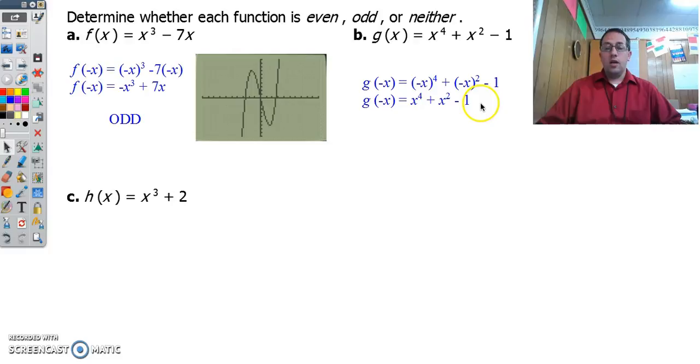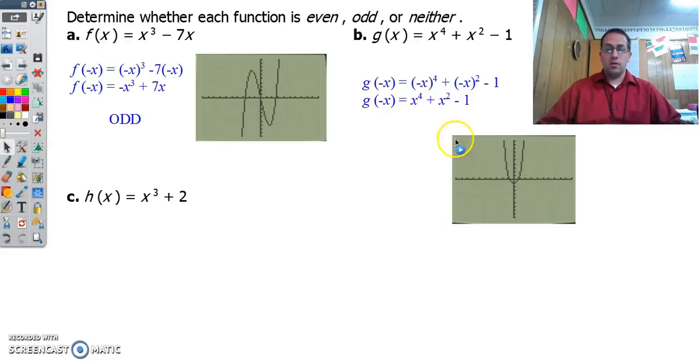Does this exactly match the original? Yes, it does. And since this exactly matches the original, let's pull up the graph. It's right there. There it is. You see this is symmetrical about the y-axis. This is even.